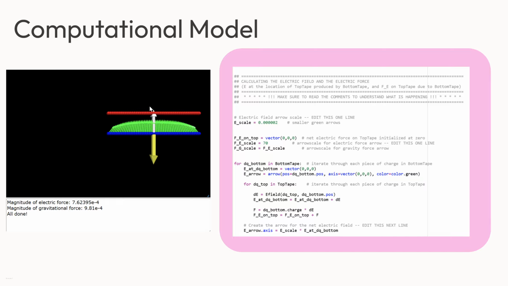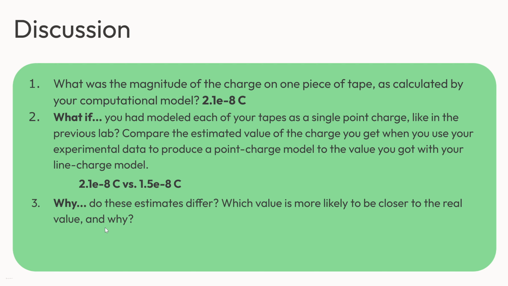So we're assuming that this long piece of tape has a positive charge. You can see that the magnitudes of both these arrows are about the same. That was found by plugging in new charges and computationally running it until we found a charge that made our gravitational and electric forces the same. That charge was about 2.1 times 10 to the negative 8 coulombs.